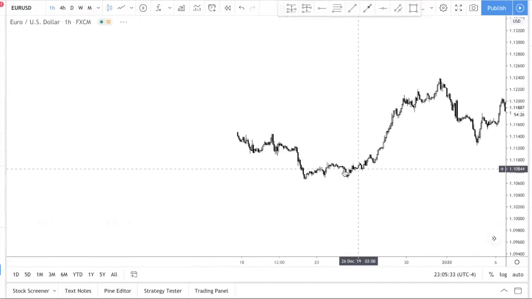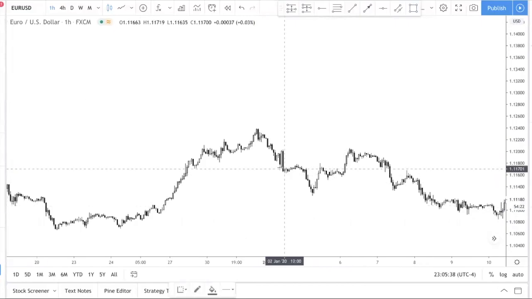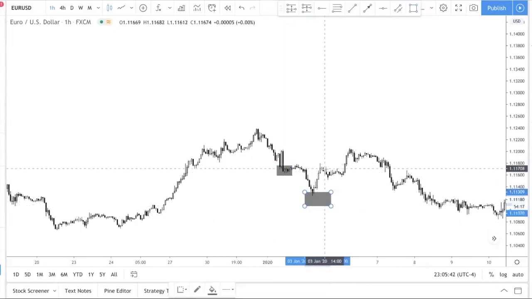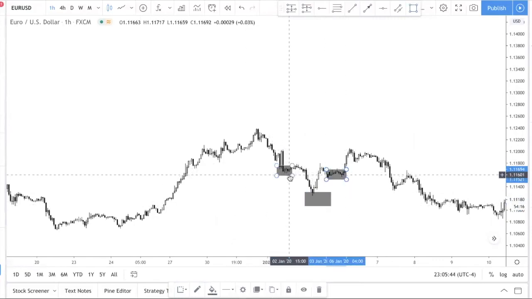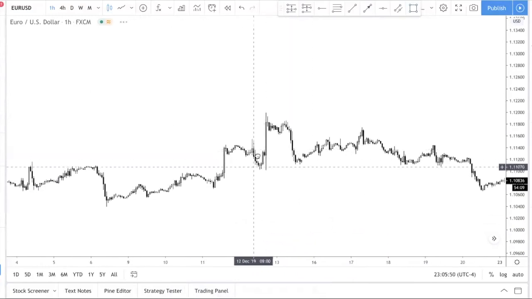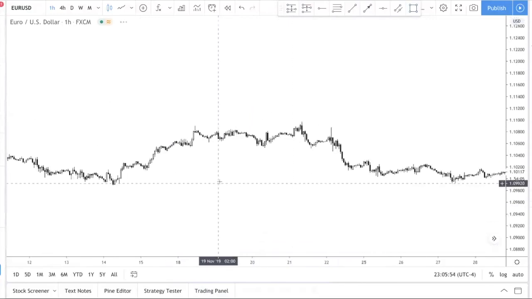Let me see if I can find some for you. Over here you can see this is the left shoulder, this is the head, and this is the right shoulder. You can see that it's almost the same level, because the market loves symmetry. So this is a very important point. Let me find you one more, if I can find you one more pattern.